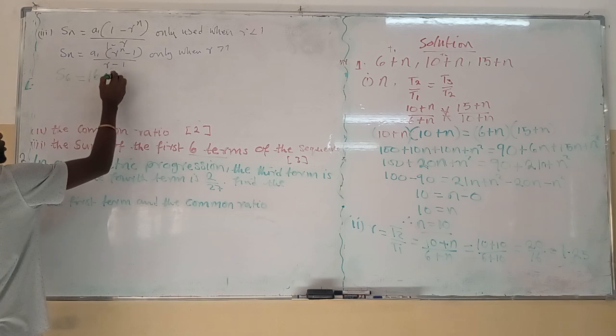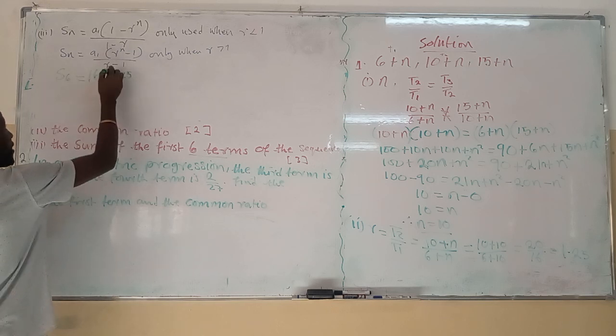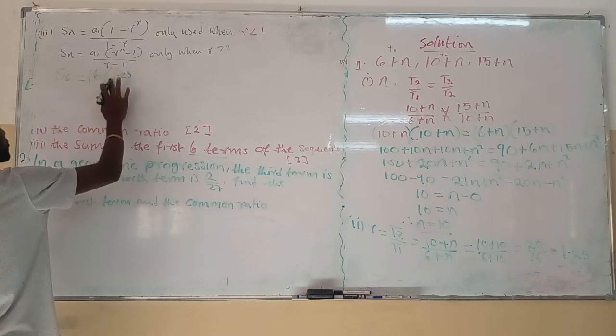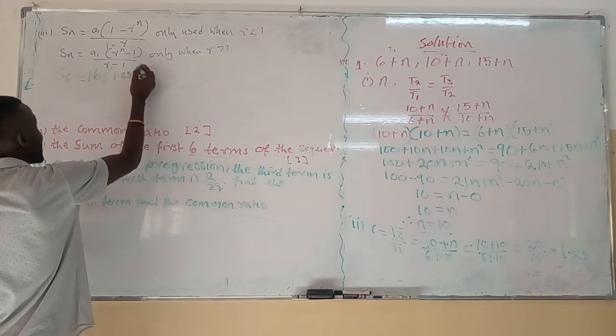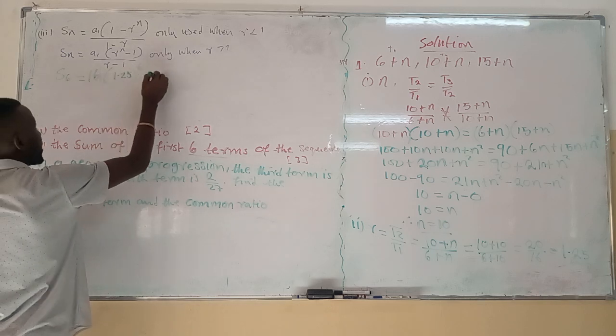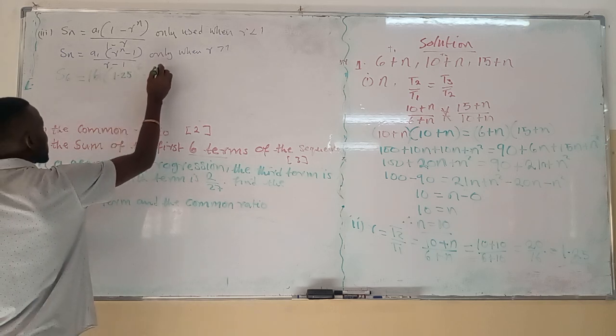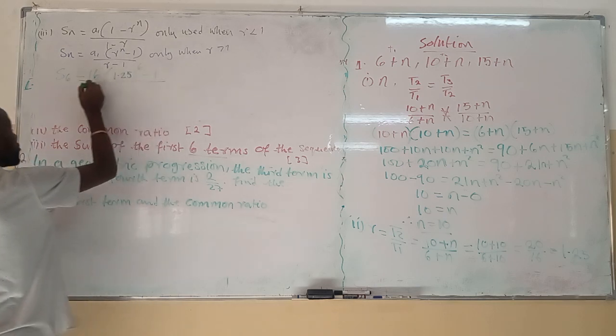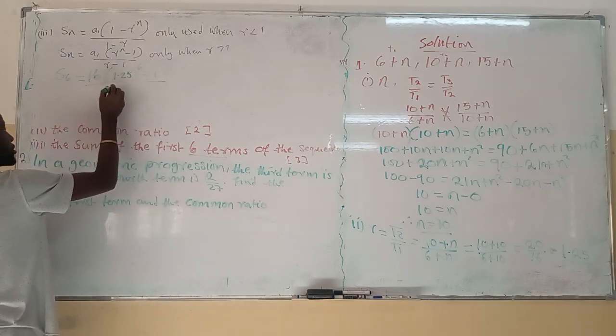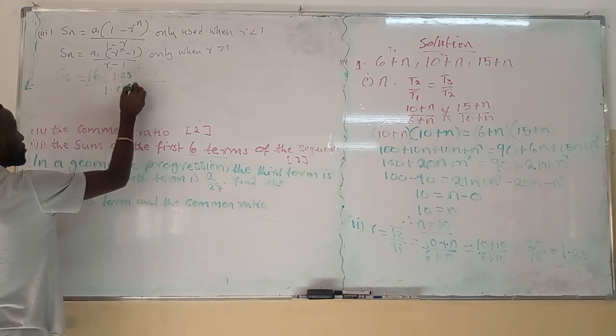What is my common ratio? My common ratio is 1.25 to the power what? 1.25 is raised to power 6 because I want to find the 6th term, minus 1. You can even close this in brackets like that, over, what is my common ratio? 1.25 minus 1.